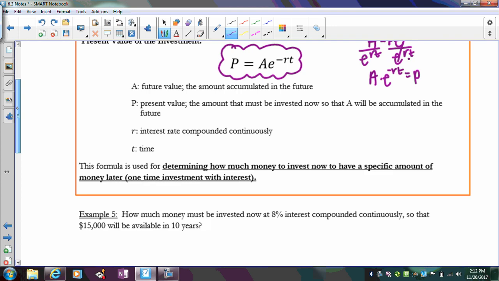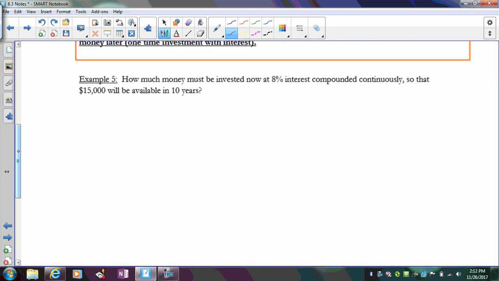So let's go ahead and look at this example. It says how much money must be invested now. Since we're trying to figure out how much money is invested now, we're trying to find the present value. It also indicates it's a one-time lump sum investment because it's saying how much now. And since there's an interest, I'm going to be using the PERT formula kind of in reverse, already solved for the principal.